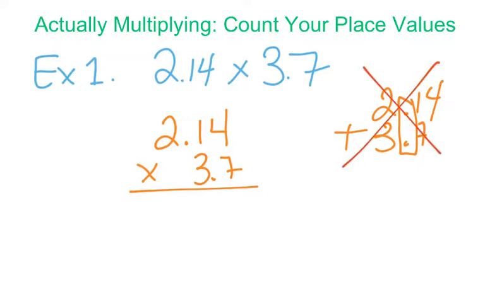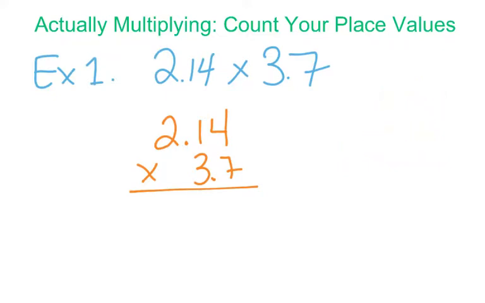In multiplication, I'm not concerned about my place value right now because I'm going to make sure that I have the correct place value at the very end. So you can almost pretend that these decimals don't exist right now. And we're just going to multiply as if these were whole numbers. So 7 times 4 is 28.